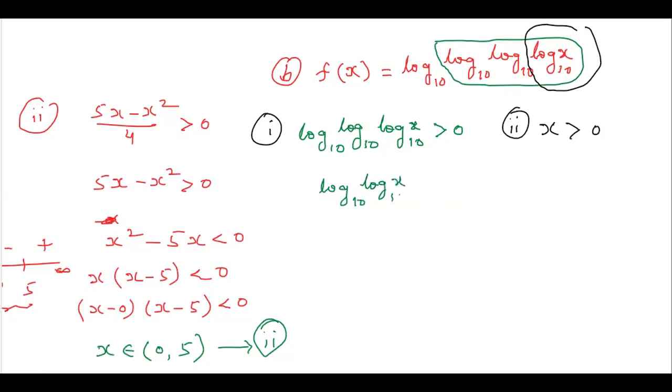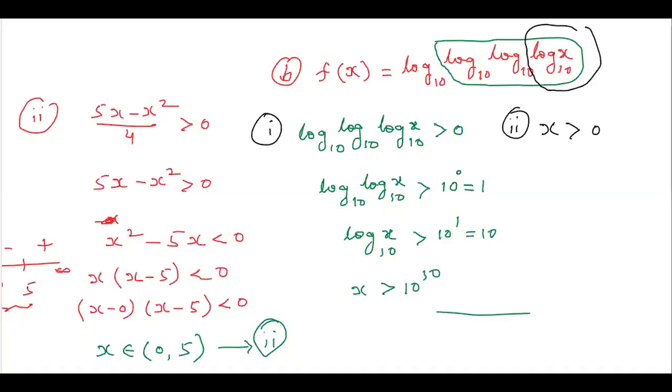base 10 greater than 0. Sending it to the right-hand side, we get 10 power 0. That is 1. Again apply the logarithmic definition. Log x to the base 10 greater than 10 power 1. Again apply the logarithmic definition. This value is 10. X greater than 10 power 10. And in the second case, x greater than 0.